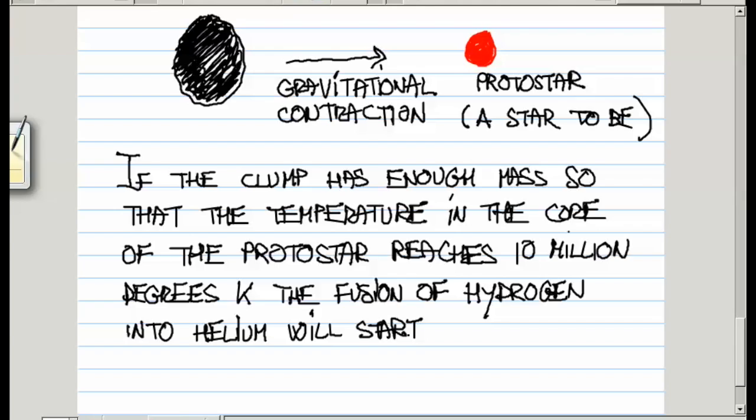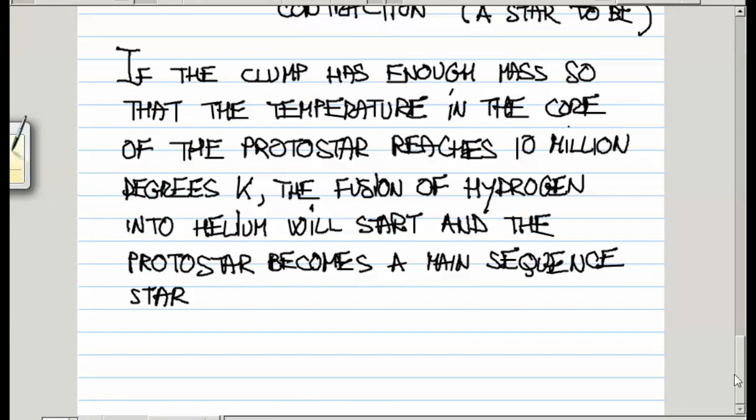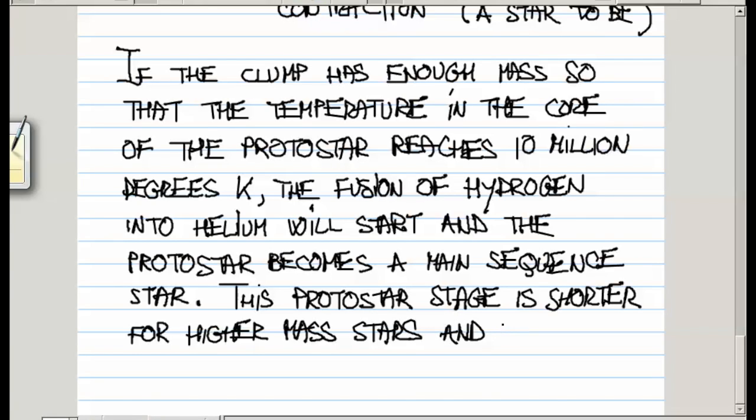temperature. And the protostar will soon, after some period of instability, enter the main sequence stage, and the protostar becomes a star. And it turns out that the larger the mass of the clump, the faster it will contract and become a main sequence star. So this so-called protostar stage is shorter for higher mass stars, and vice versa. And it's longer for the lower mass stars.